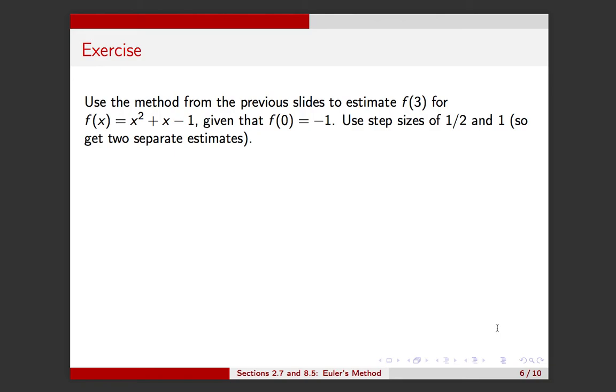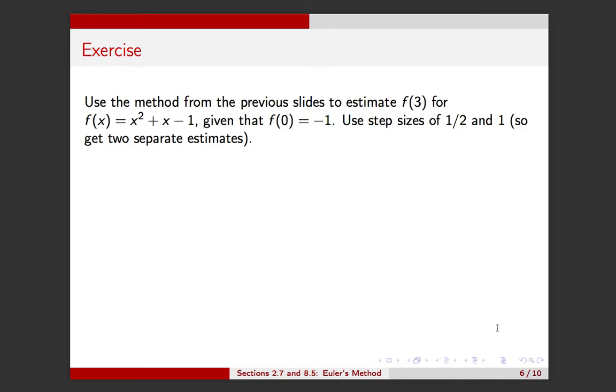So here's an exercise for you. You should pause the video to do this. You should estimate f of 3 for this function, x squared plus x minus 1, given that f of 0 is negative 1. Use 2 different step sizes to do this estimate, so you should get 2 separate estimates. So pause this video, and I will see you in a second.